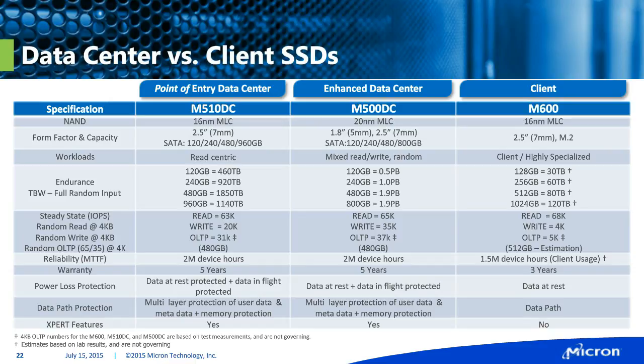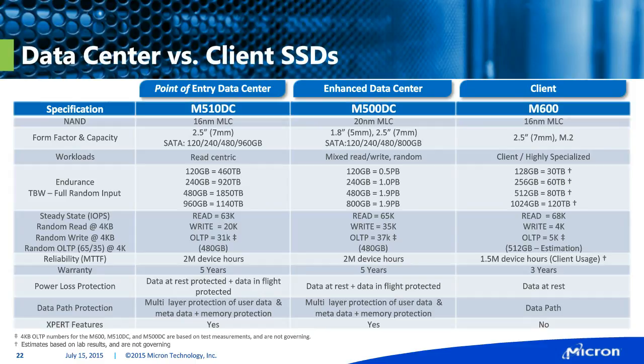We had talked about the power loss protection. Again, M510 DC protects both data at rest as well as data in flight. So in the case of a sudden power loss, any write commands or data that's being written from the host to the drive will be protected. We have actually tantalum capacitors on the drive that provide enough hold-up capacitance to complete those writes.